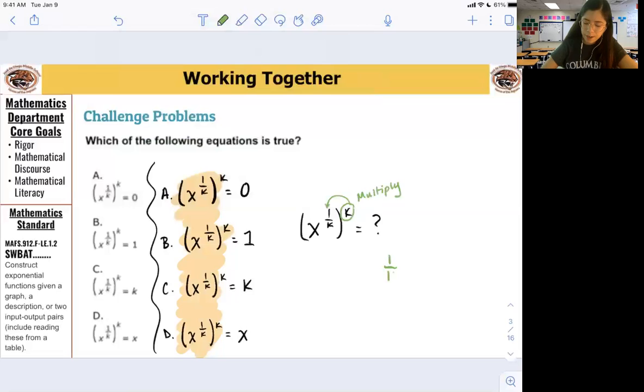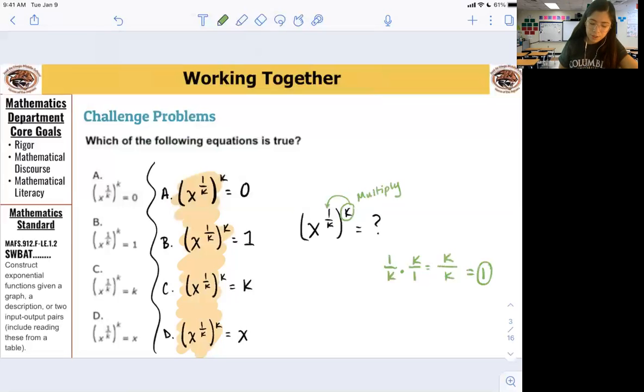If I'm doing 1 over k times k, how can I rewrite that? 1 over k times k over 1. Good. And that just helps us to see it a little bit better because now I have two fractions. And when you have two fractions, you multiply them how? Straight across. So 1 times k is k, and k times 1 is k. Well, what happens when you have the same number on the top and the bottom? It's just that number over itself, which equals 1. It equals 1.